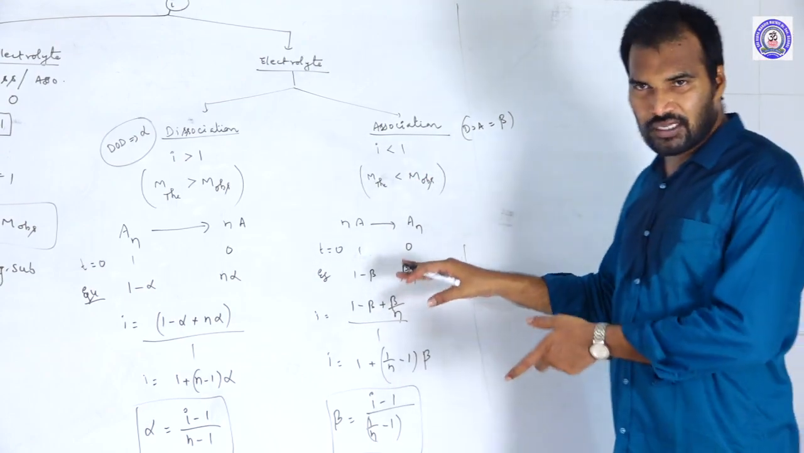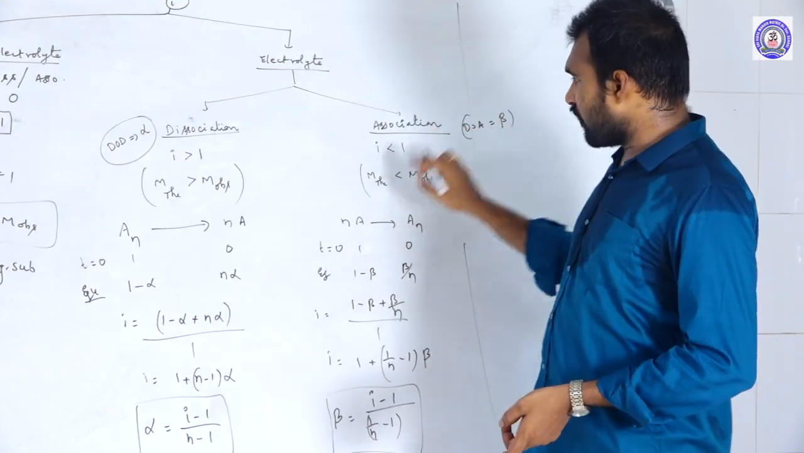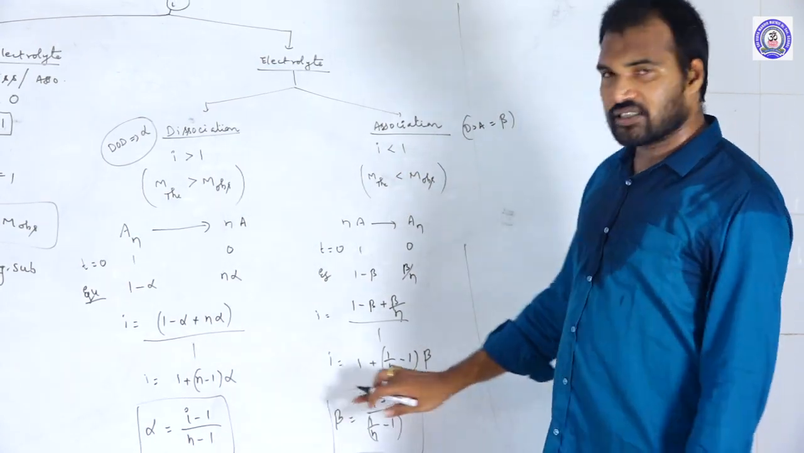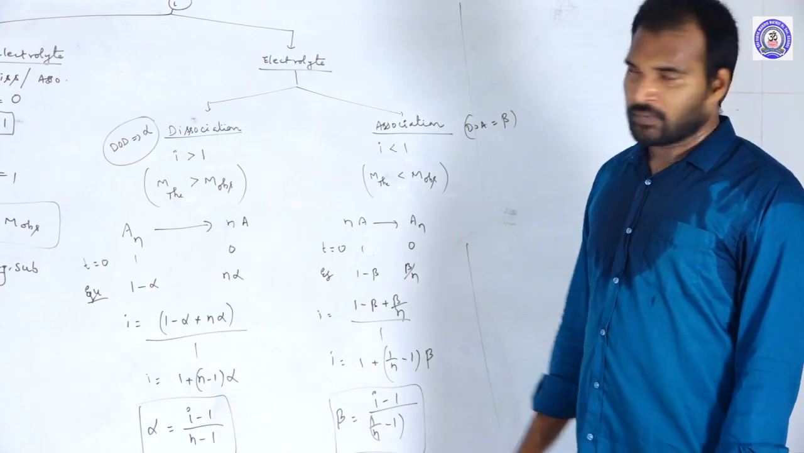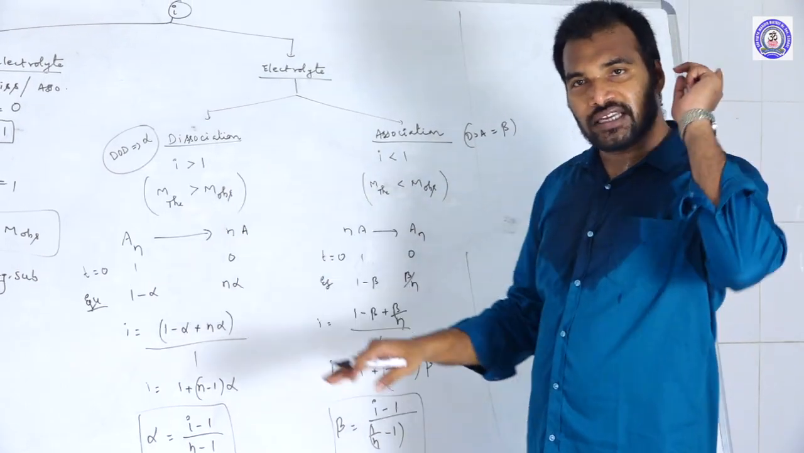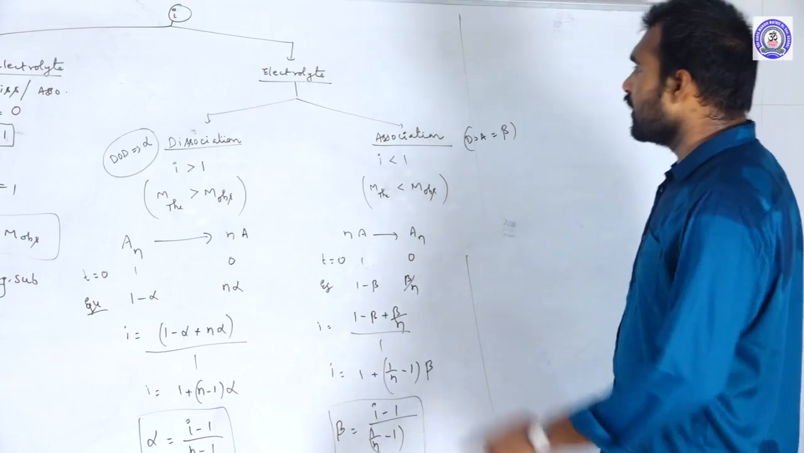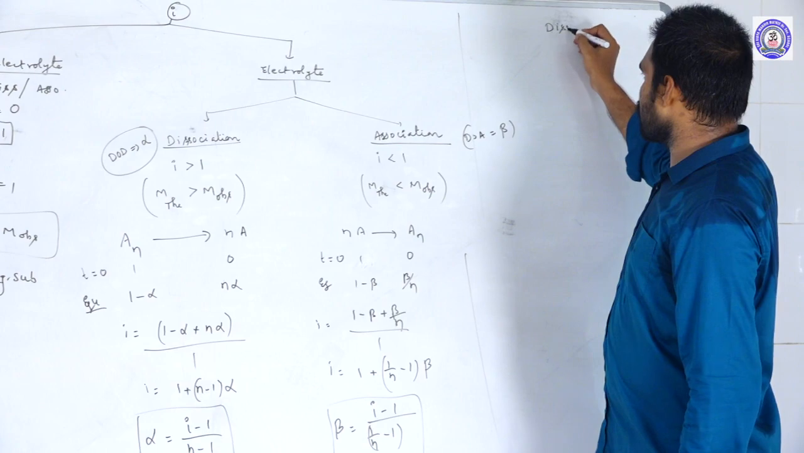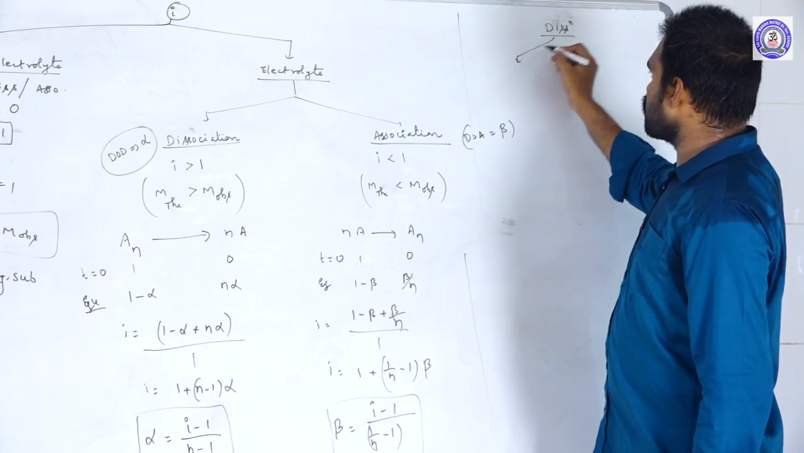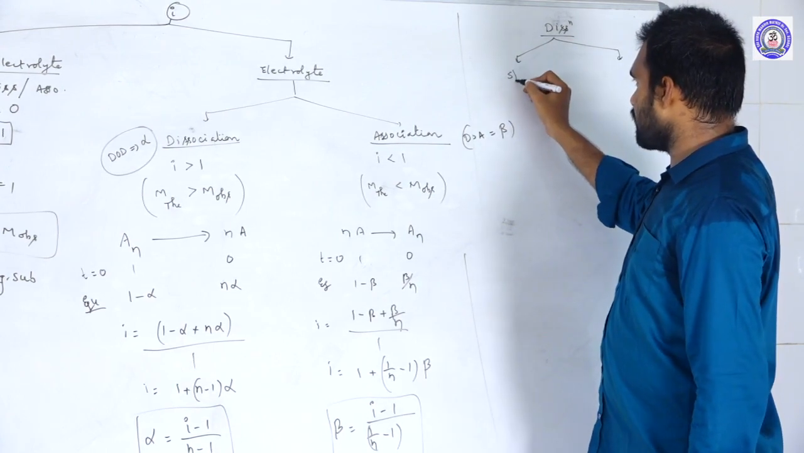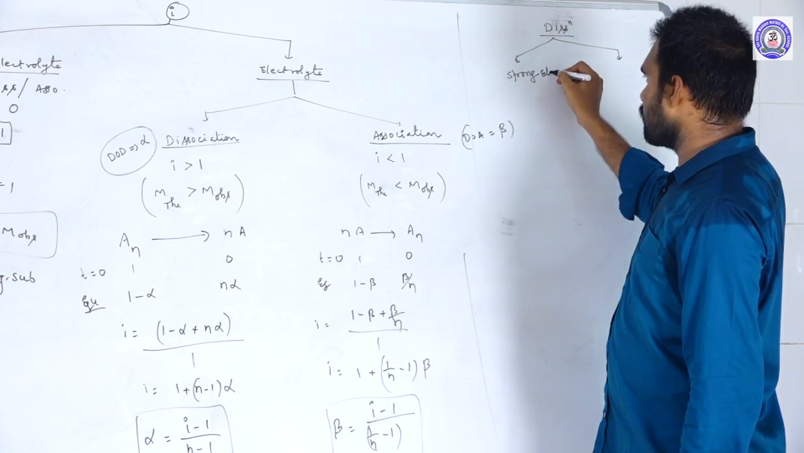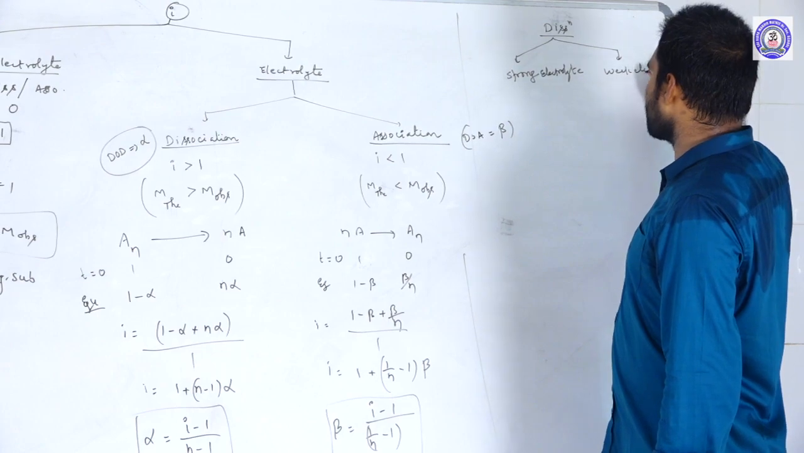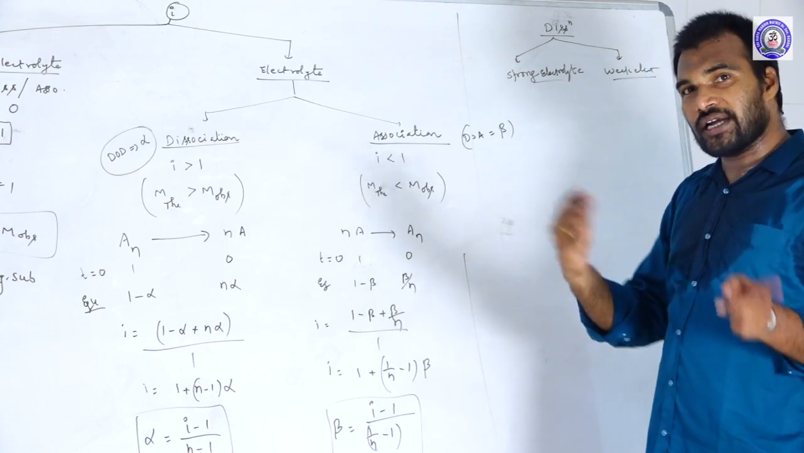Again, this is about the degree of association. For the degree of association, one point you should remember: the i value is always less than 1. For dissociation, the i value is always greater than 1. In case of dissociation, there are two types of electrolytes. They may be strong electrolytes and weak electrolytes. Understood? Strong and weak.